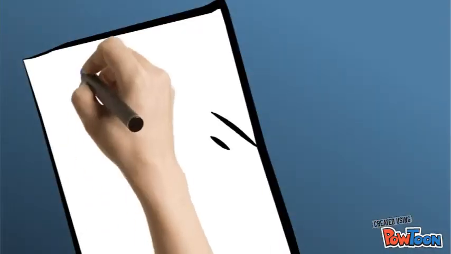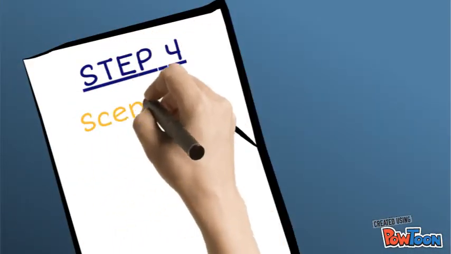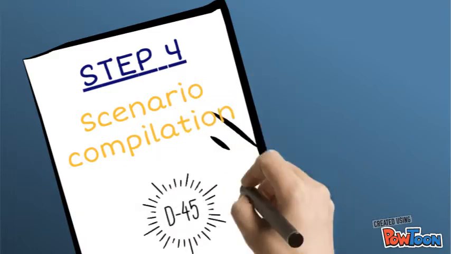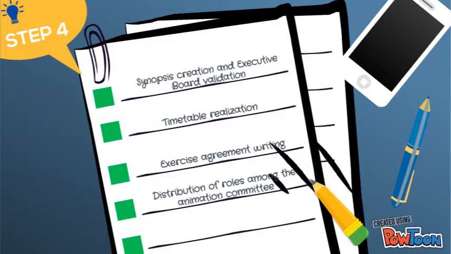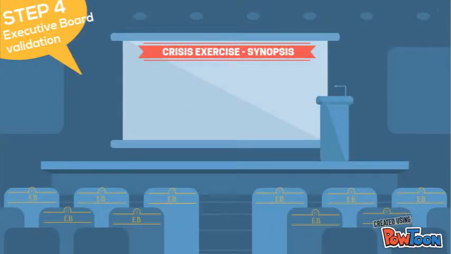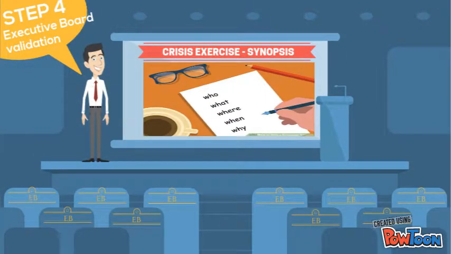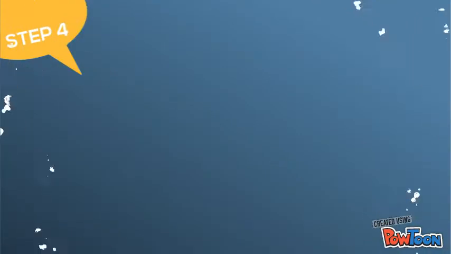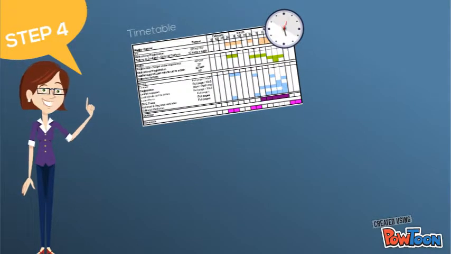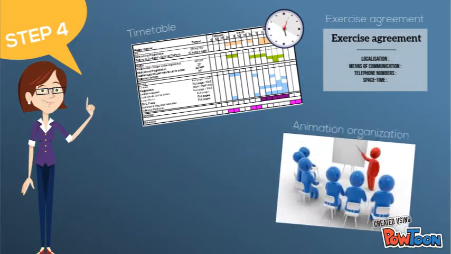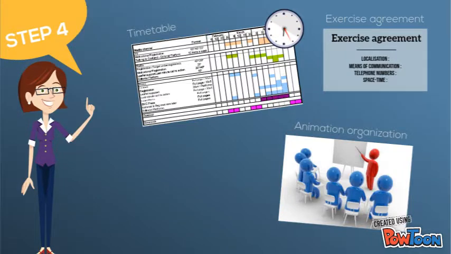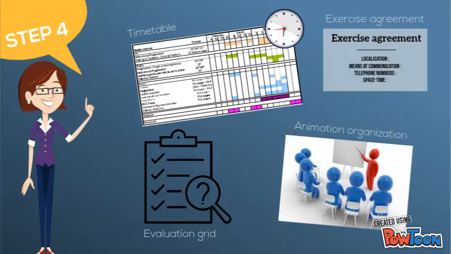Step 4. Scenario compilation. The scenario organizes the global progress of the exercise and fixes the frame of the animation. First of all, the synopsis has to be presented and approved by the executive board. Develop the timetable which details the progress of the exercise, taking into account necessary twists. An exercise agreement is realized fixing rules. Roles are distributed in the animation cell. An evaluation grid is established to appreciate the progress of the exercise.